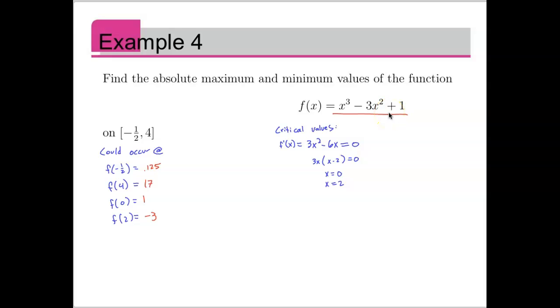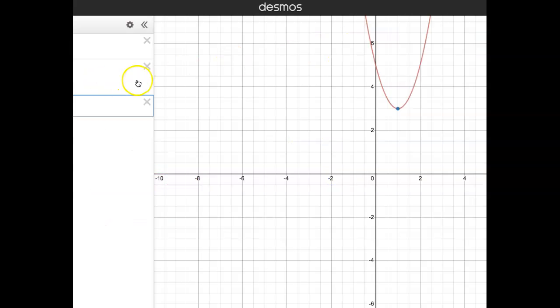So there we go. And now we can name what our absolute max and absolute min are. So I have 17 as my absolute max. That's the largest y value. Negative 3 is my absolute min. So my absolute max occurred at an endpoint, but my absolute minimum occurred at a critical value.